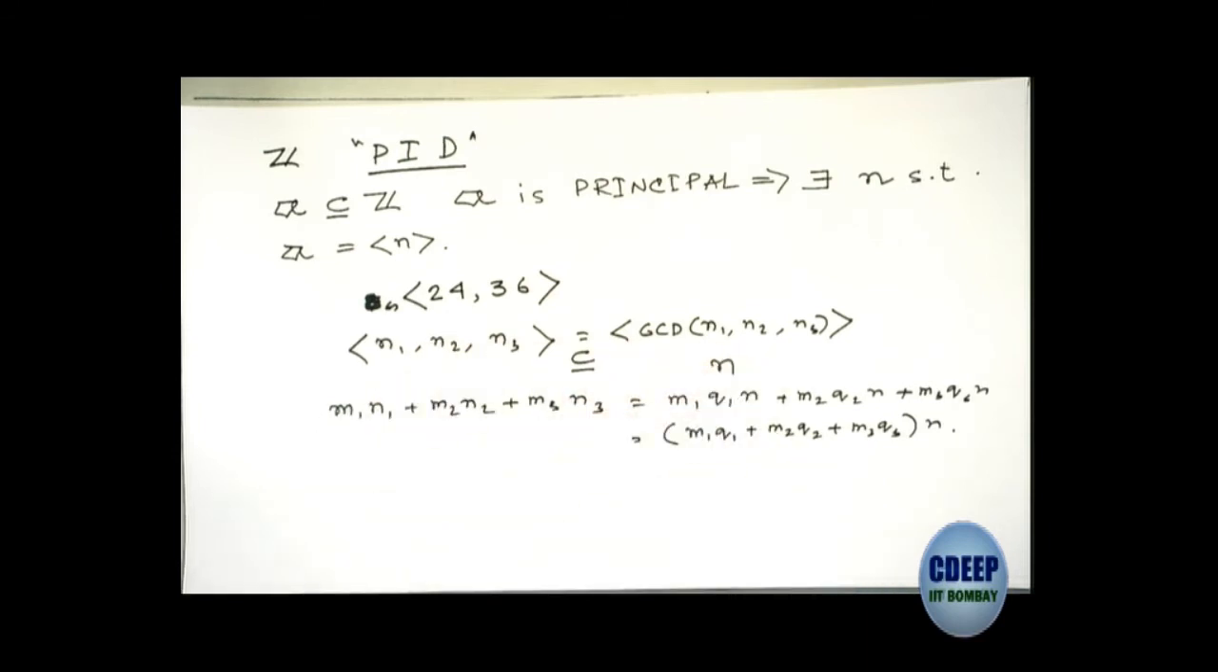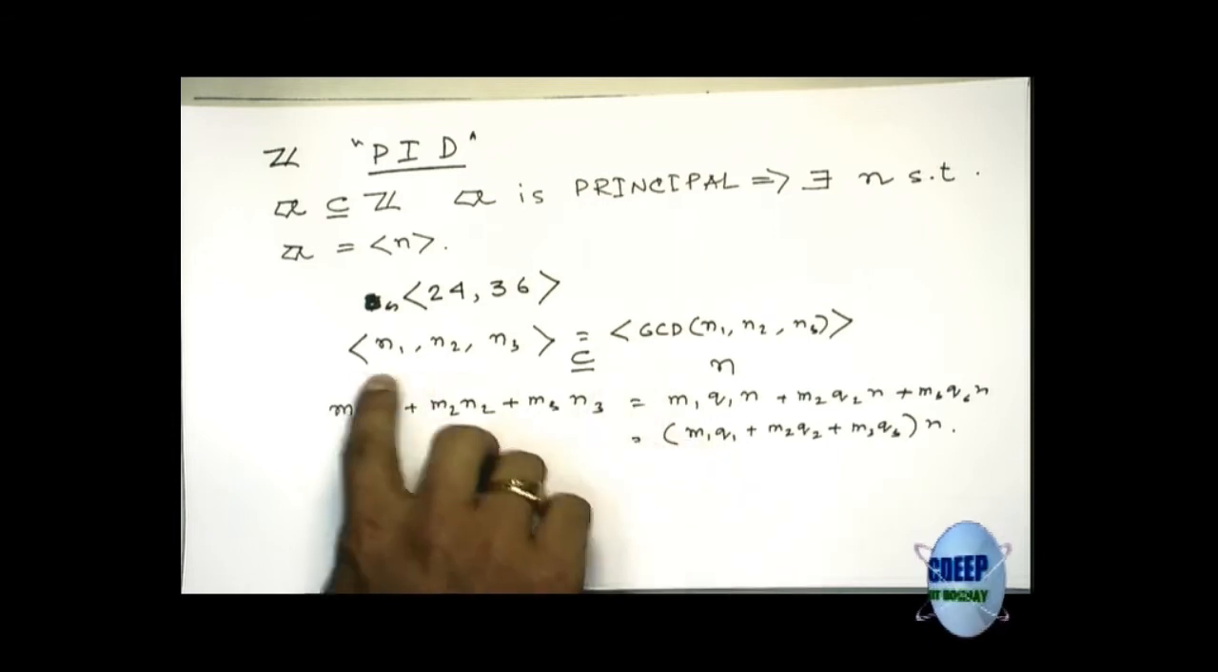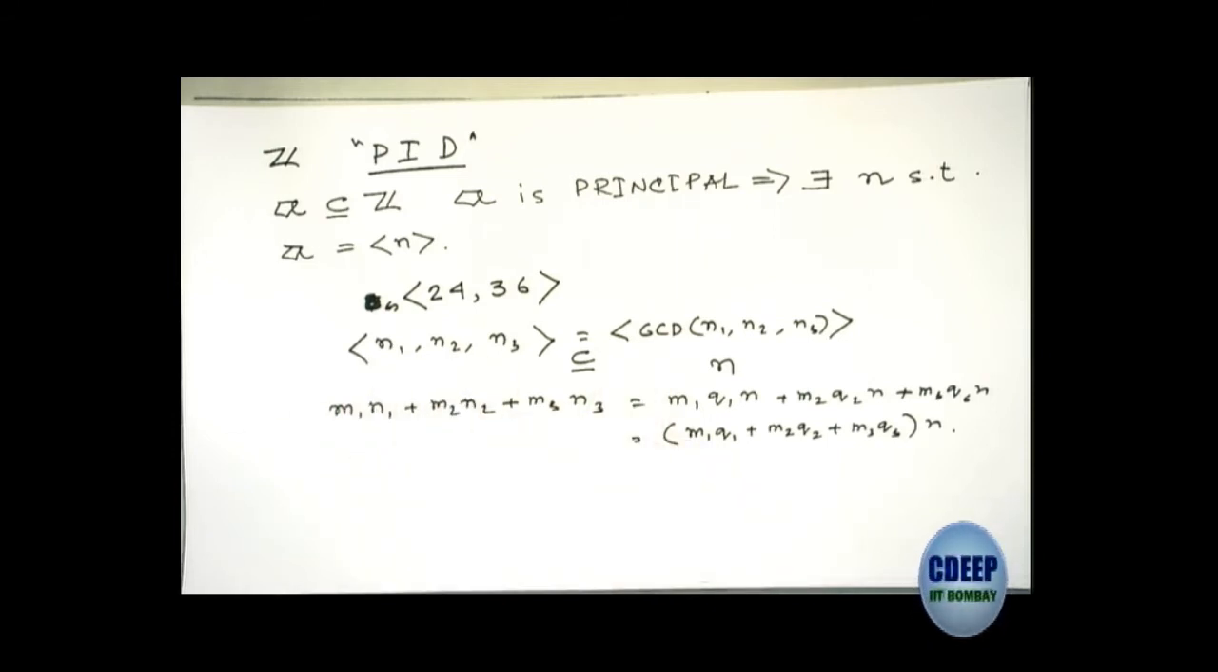What about the other containment? How do we show that anything that is a multiple of the GCD is also a part of the ideal generated by N1, N2, N3? That would require us what? Aryabhatta identity. Yes, Aryabhatta identity. But we have not seen that yet. You can prove the Aryabhatta-Bezout identity for integers also, but we have not done that in class. You can take it as an exercise.